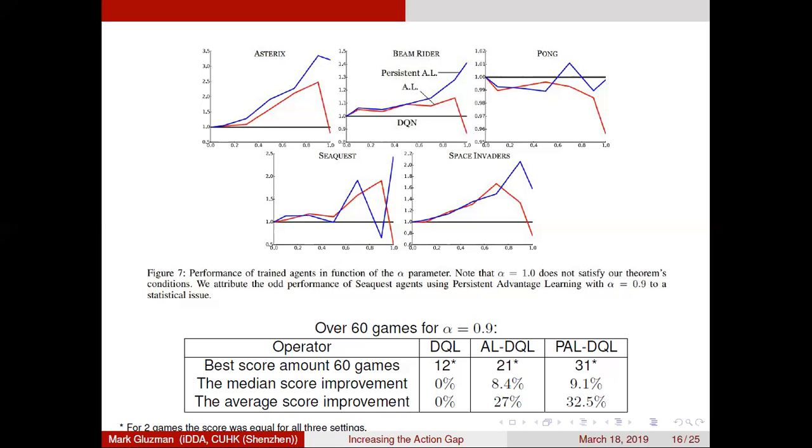The median score improvement, compared to the standard deep Q learning algorithm, was 8.4% for advantage learning and 9.1% for persistent advantage learning. The average score improvement is 27% for advantage learning and 32.5% for the persistent advantage learning operator. Any questions?